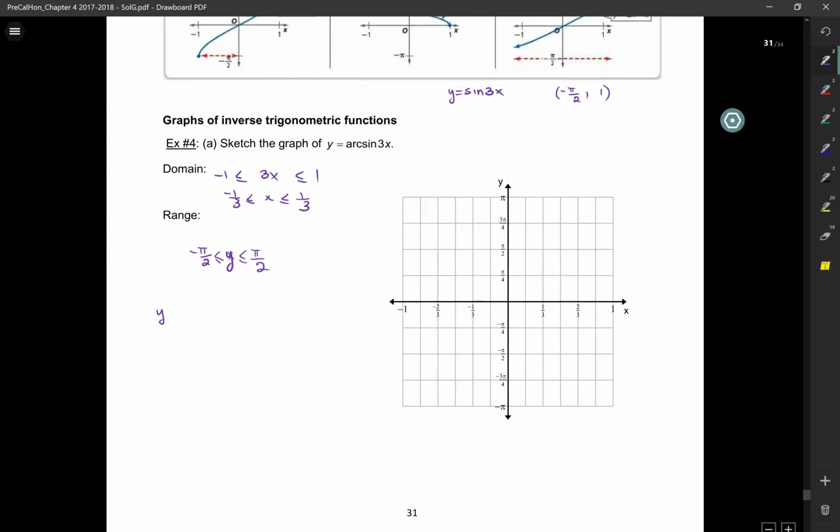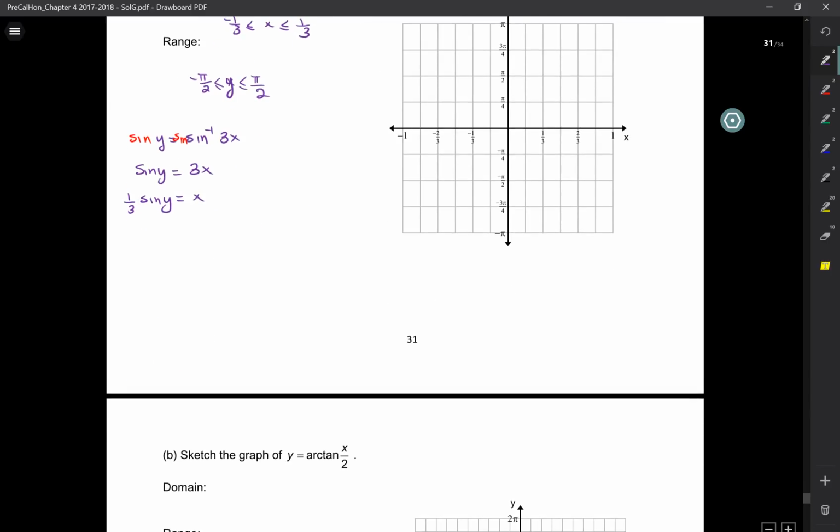No. Okay, so the function I'm given is inverse sine of 3x, right? What I'm going to do is show you the more practical way of graphing. We're going to take the sine of both sides. And when I do that, I get sine of y equal to 3x. And now I can solve this for x, and it'll be 1/3 sine of y is equal to x.